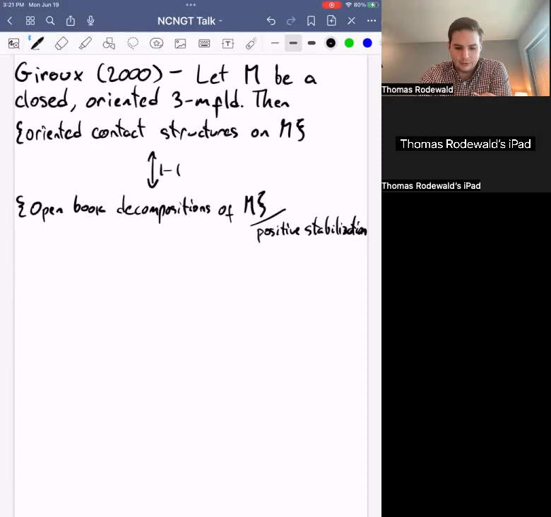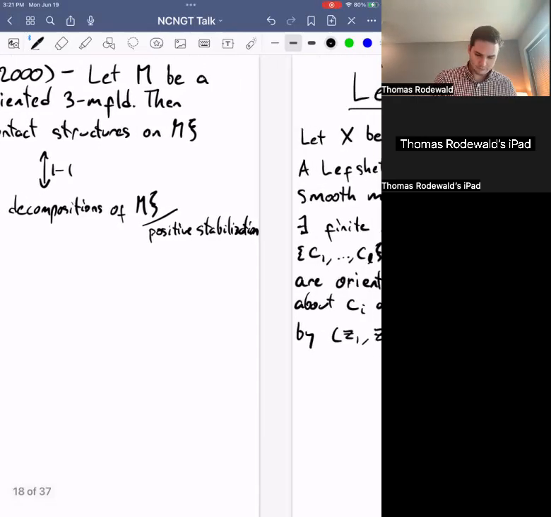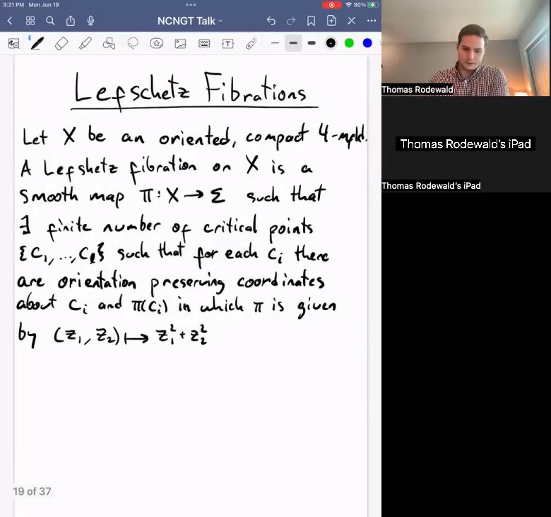And in order to get from your Stein filling to an abstract open book, we're going to use Lefschetz fibrations. Given an oriented compact 4-manifold X, a Lefschetz fibration on X is a smooth map from X to a surface. It could be any surface, such that you have a finite number of critical points where around each critical point you have orientation preserving coordinates.